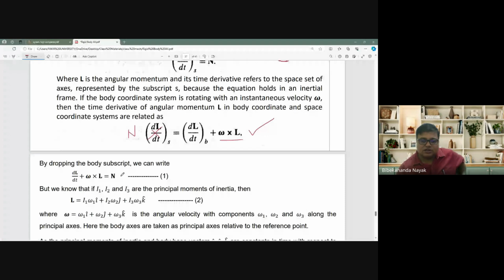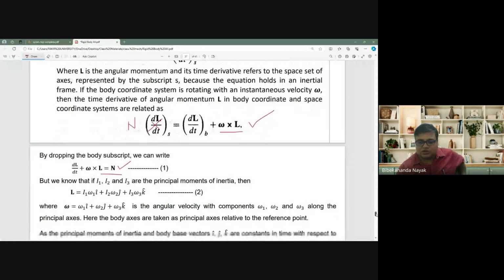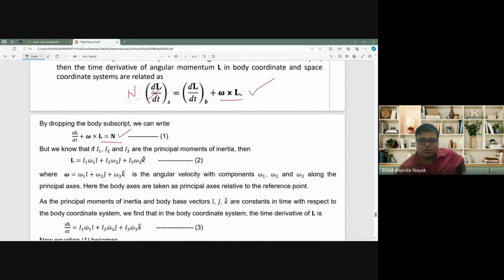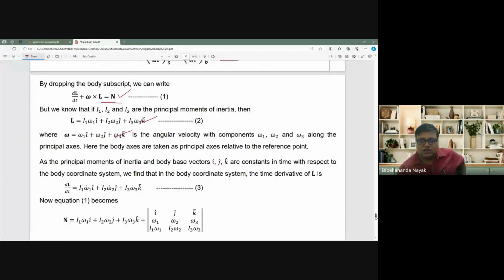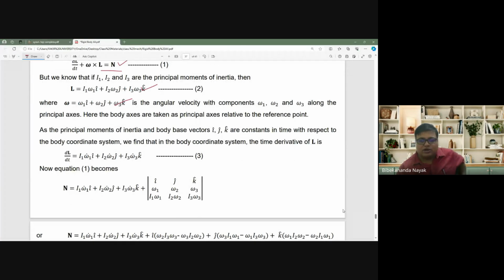Okay. But L is equal to I omega, I1 omega 1 i cap plus I2 omega 2 j cap plus I3 omega 3 k cap. Omega is omega 1 i cap, omega 2 j cap, omega 3 k cap. Okay, so dL by dt is how much? So dL by dt is equal to, I1, I2, I3 are constant, so I1 d omega 1 by dt means omega 1 dot, plus I2 omega 2 dot, plus I3 omega 3 dot k cap. Okay. So N is equal to how much?